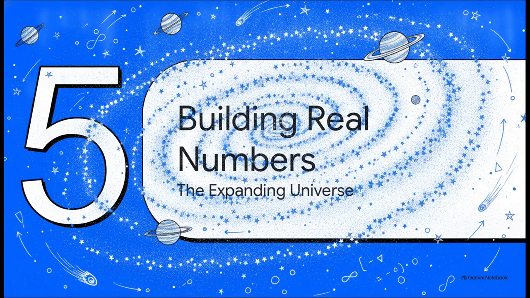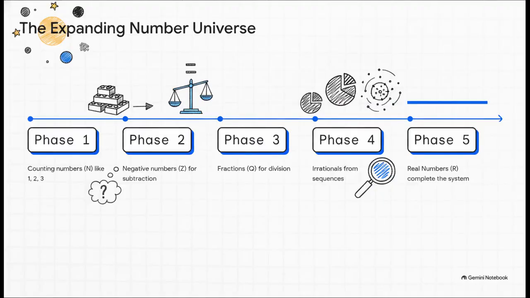Section 5. Building the real numbers. The expanding universe. We are going to zoom out for just a second to see what we've actually accomplished by creating these regular sequences. We've basically built an entire universe. Think of this like upgrading a basic Lego set, because you realized you were missing pieces. First, humans had basic counting numbers. 1, 2, 3. That's set N.